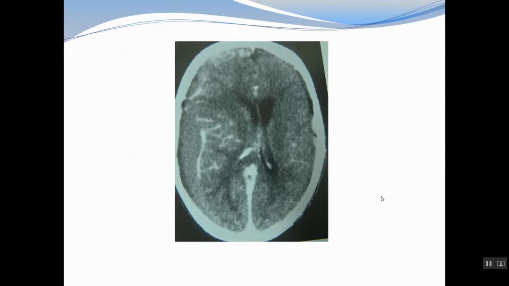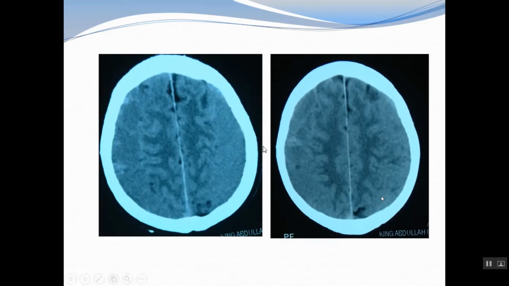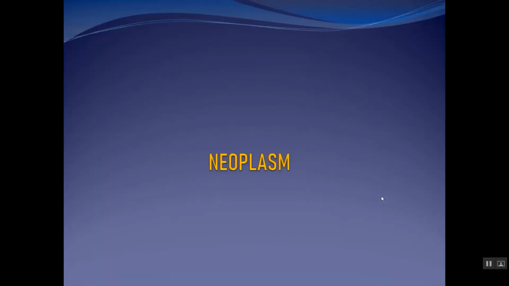This is a rather isodense subdural hematoma. Isodense means it is a subacute hematoma. This is a large, crescent-shaped subdural hematoma. Isodense means the rather subacute hematoma. Neoplasm.